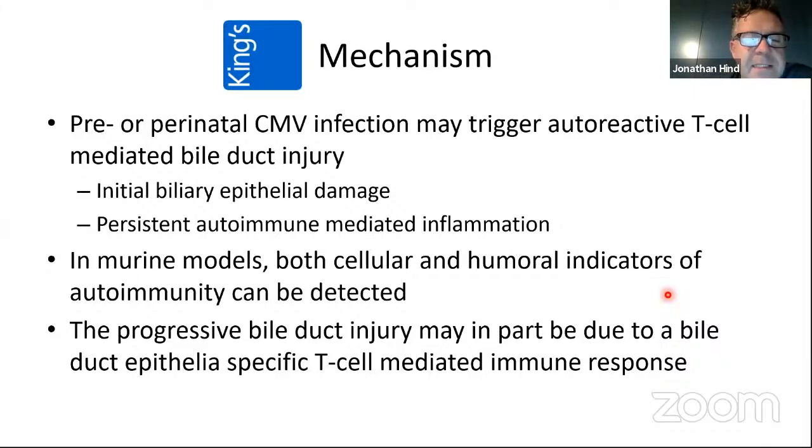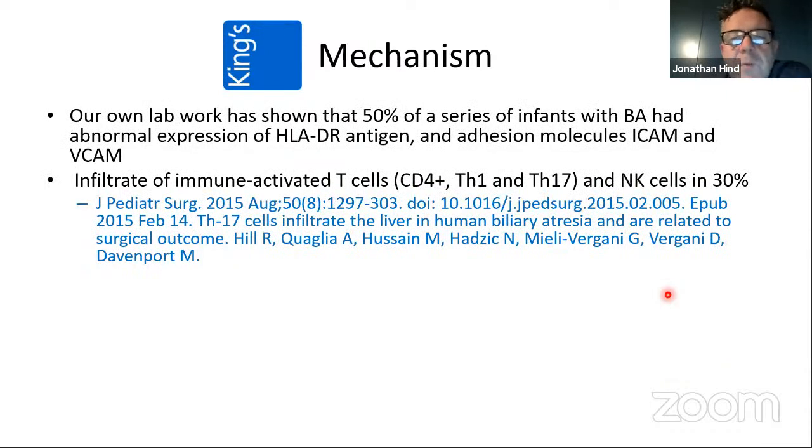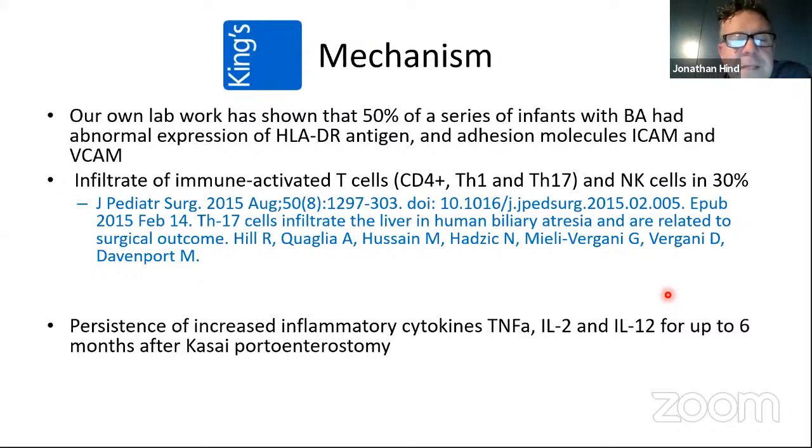Indicators of that have been detected in mouse models, and we think there's possibly a bile duct epithelia specific T-cell immune response. And our own work has shown that 50% of children with biliary atresia had abnormal expressions of an HLA-DR antigen and adhesion molecules, and with that there was an infiltrate of immune activated T cells and NK cells. And in fact, the inflammatory cytokines persisted in these babies up to 6 months after their Kasai portoenterostomy.